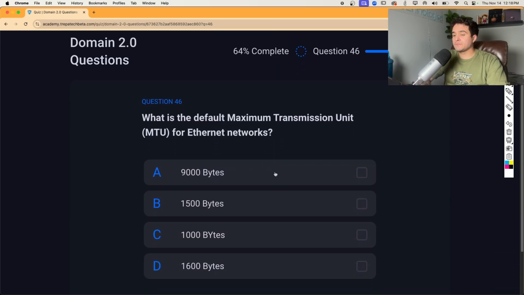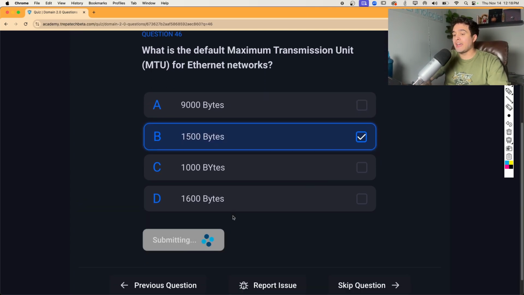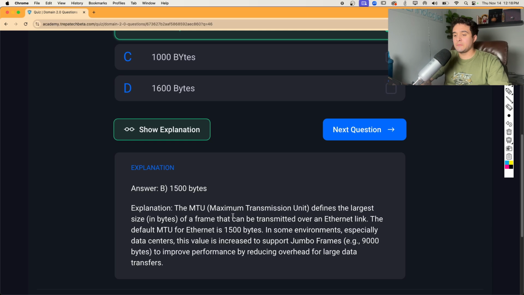Question 46. What is the default maximum transmission unit for Ethernet networks? The default, 1500 bytes. That's always the MTU. That's going to be the data payload, right? Along with all its headers, 1500 bytes.